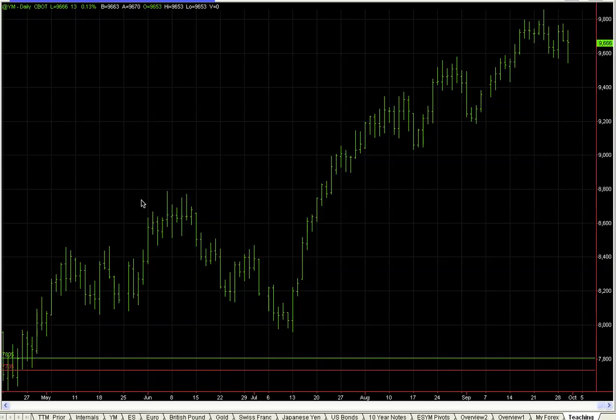Okay, last week we looked at ways to control risk by using a stop loss. Today we're actually going to look at a very simple idea for getting into the market. This is a raw price chart of the Dow Jones Mini Futures contract for YM.